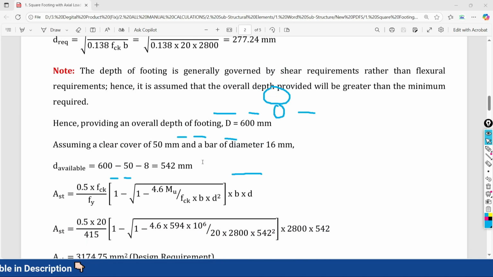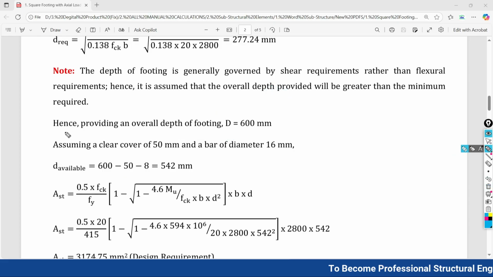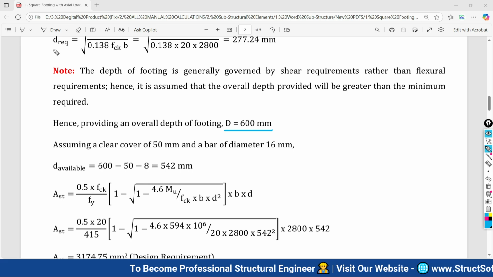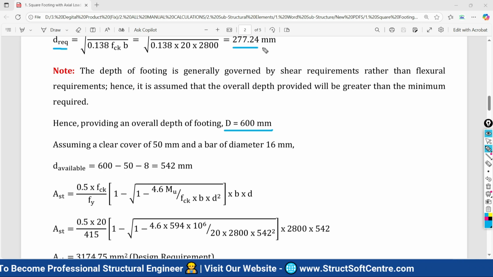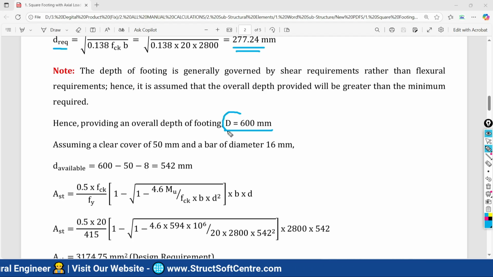But here, one point is very important to note. That is what overall depth of the foundation we should consider. Here, the overall depth of the foundation we are going to consider as 600. But the requirement is just 277.24. So why are we providing this increased overall depth?